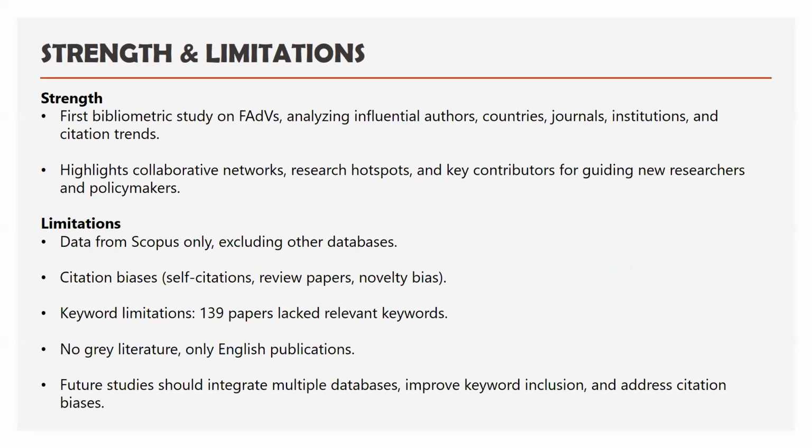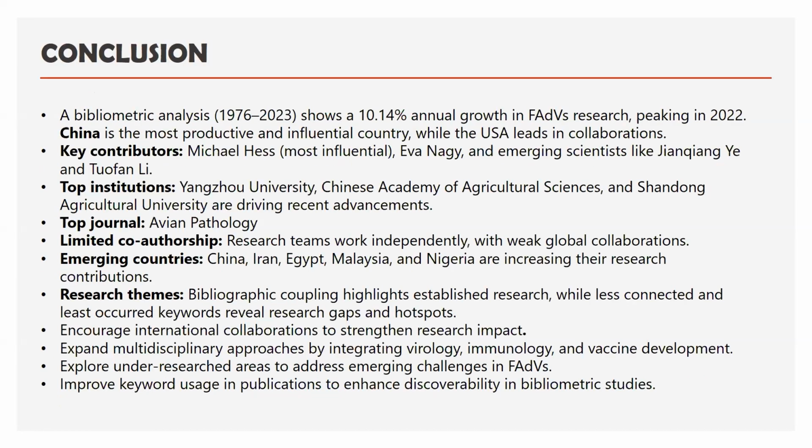Strengths and limitations. This is the first bibliometric study on the fowl adenoviruses, and it highlights the collaborative network, research hotspots, and key contributors for guiding new researchers and policymakers. Limitations: data from the Scopus database only, citation biases that are self-citation, review papers, novelty bias, keyword limitation, 139 papers lacked relevant keywords, no gray literature, only English publications included. Future studies should integrate multiple databases, improve keyword inclusion, and address citation biases.